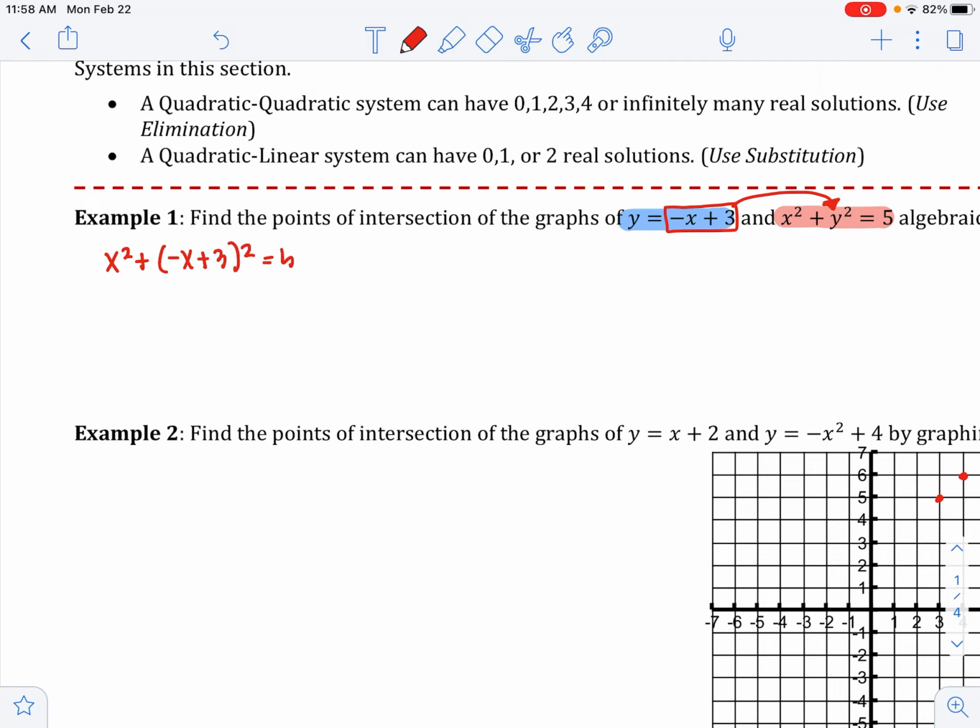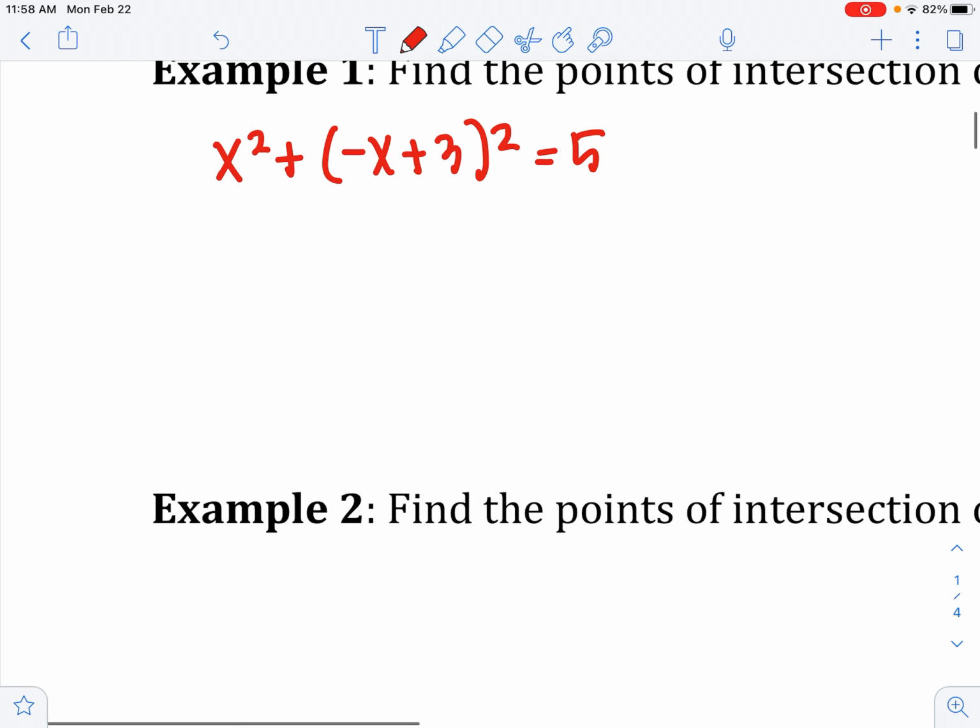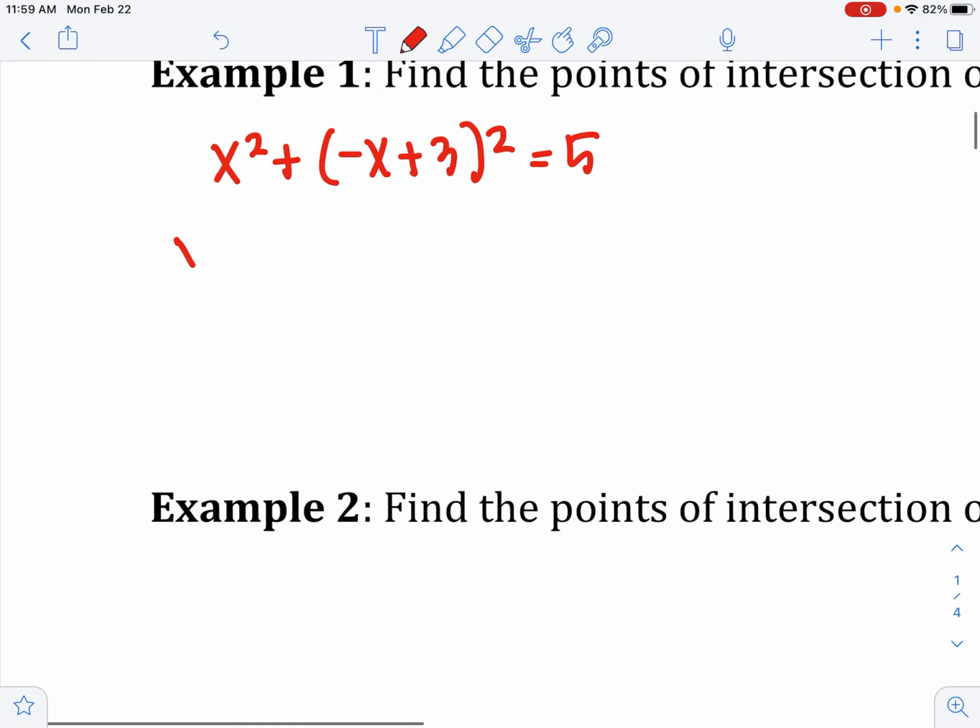So I have x squared plus, instead of writing y squared, I'm going to put negative x plus 3 quantity squared equals 5. All right, now I have to solve this. So first thing I want you to realize is that if I ask you what do I do next and you say distribute a square, it's very upsetting because there's no such thing as distributing a square. If you say distribute a square, you think distributing a square means multiply by 2, which it doesn't. Okay, so you do not distribute a square.